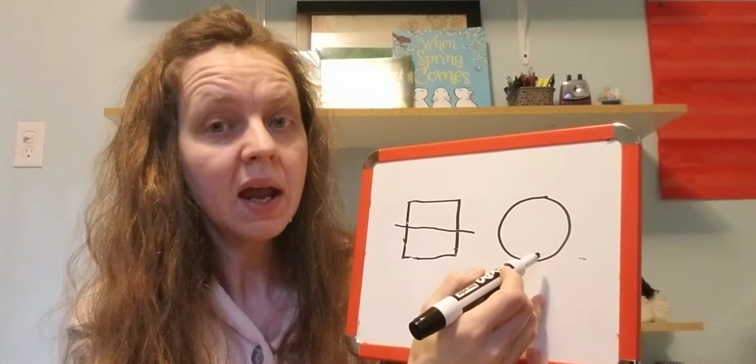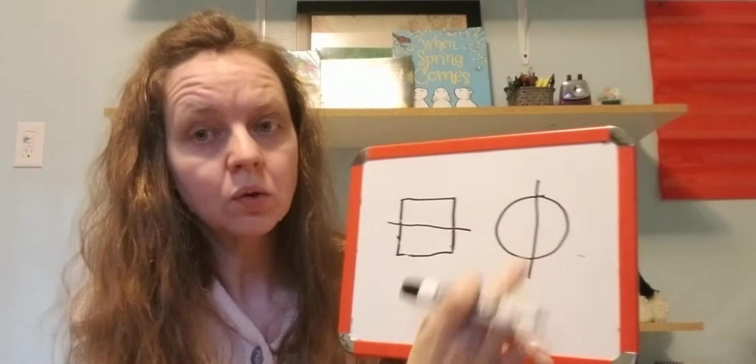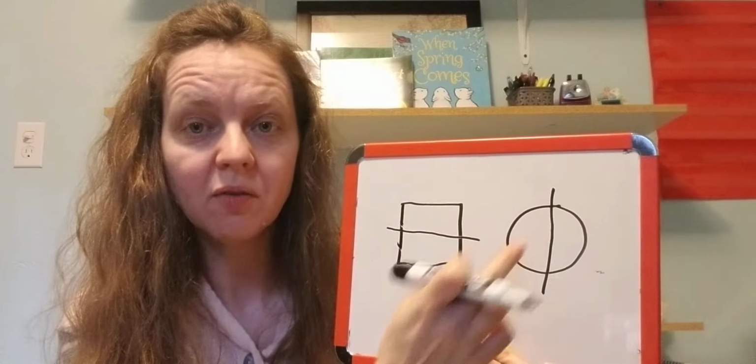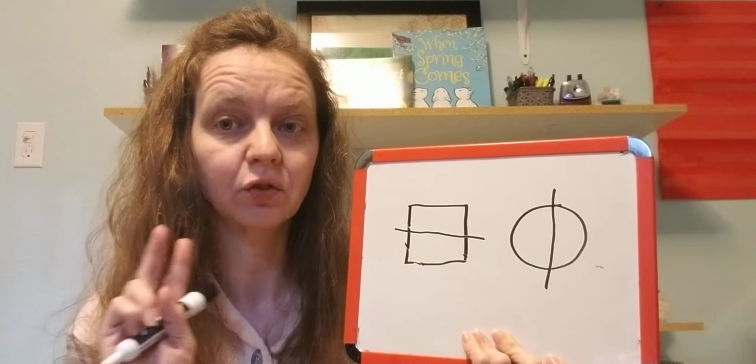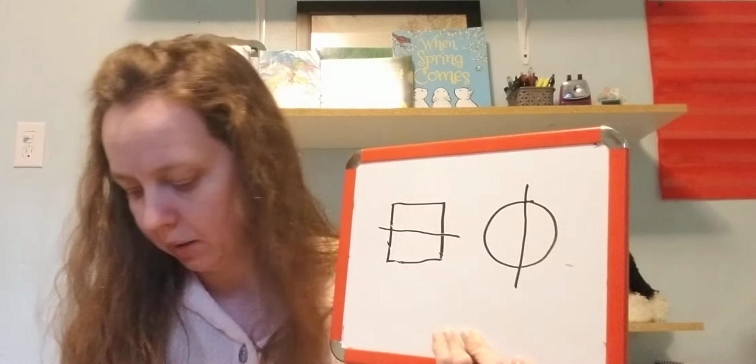All right, and you could also go this way. 1, 2 equal parts, but see how I found the middle of both shapes? That's what you're going to do when it asks for 2 equal parts. Find the middle, draw the line across, or draw the line down.